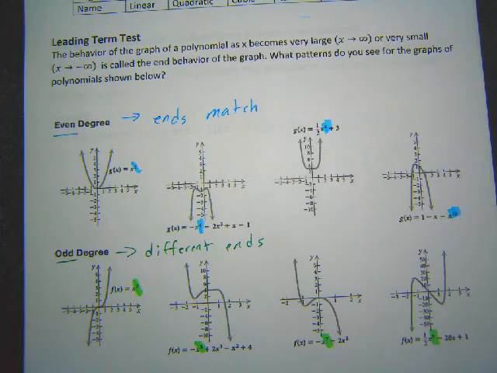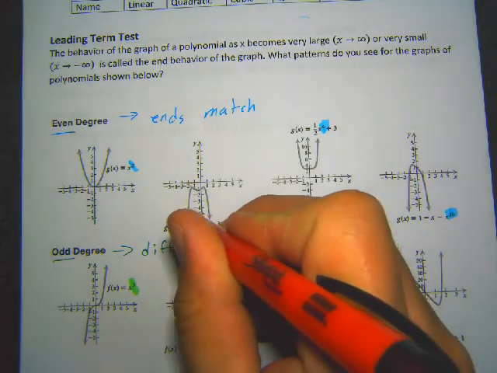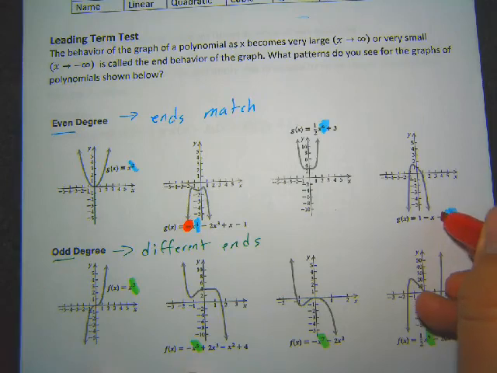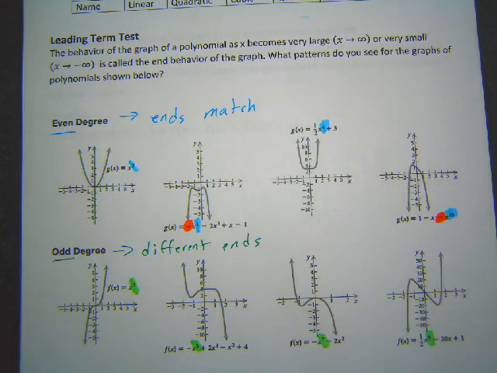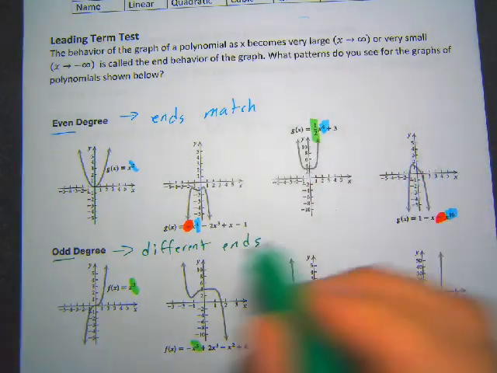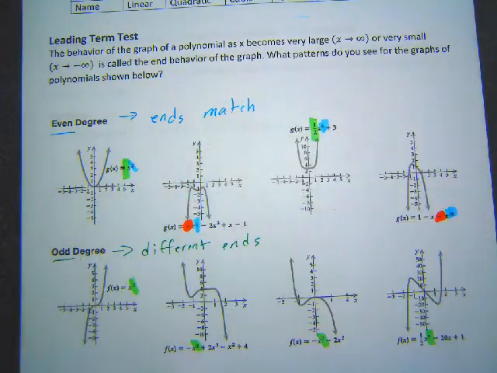Now beyond that, you might have noticed that some of these top ones go up and some go down. And there is actually a reason for that you can pay attention to. You notice that the ones that go down actually have a negative coefficient. The ones that go up are going to have a positive coefficient. So you can see here, I just have 1/2 is positive. There's no number there, but we know by default that means there's a 1 there.